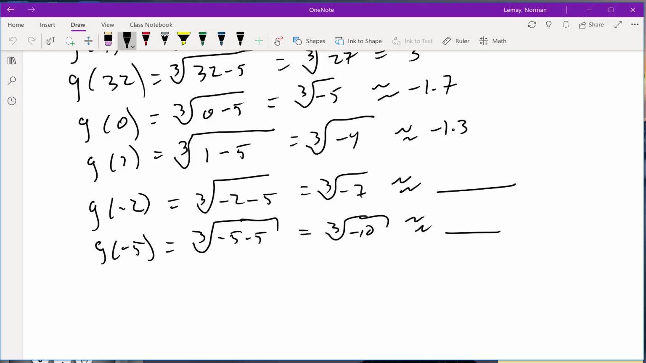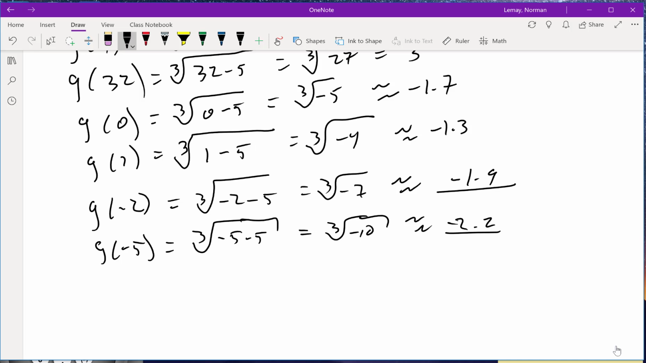Some kind of a number here. So I grab my calculator, I come up with negative 1.9. And one more computation here. Plugging it in now, I get negative 2.2.